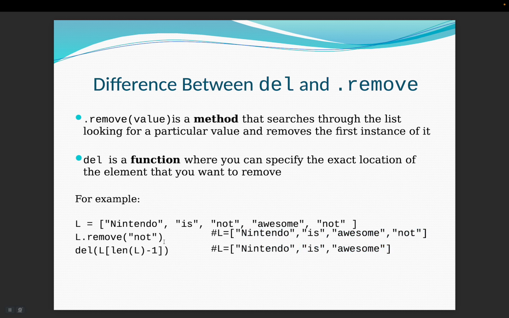But if we delete, now what is this index? So we say, what's the length of L? The length of L at this point is 1, 2, 3, 4. So 4 minus 1 is 3. So 1, 2, 3. We want to remove awesome. Index 0, 1, 2, 3, which is going to remove the not. And that's what we do there.